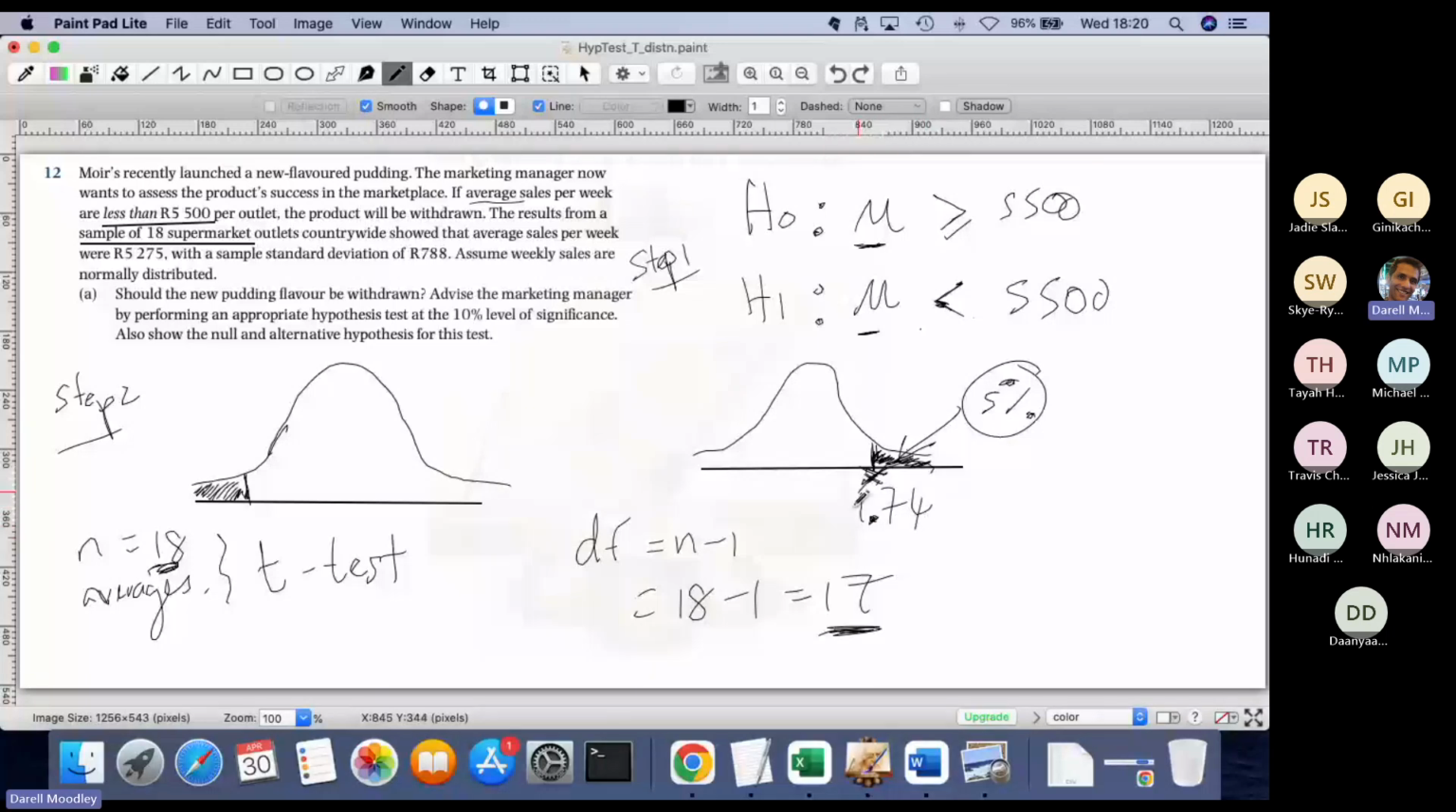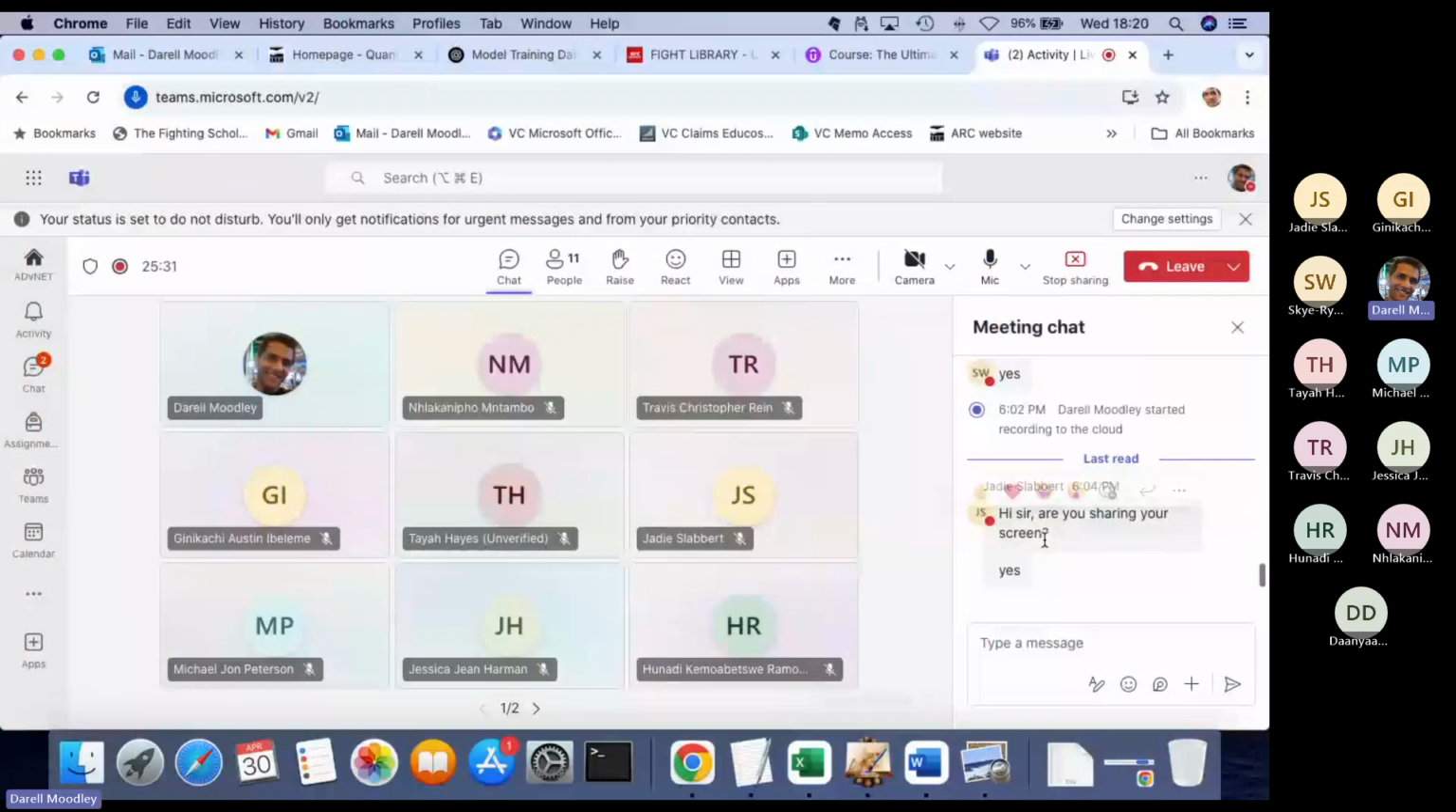Does everyone understand that? That's how you use the table. Go to the chat, and if anyone's confused, that's how you interpret the table. Everyone, give me a thumbs up if you want me to explain that again. Happy to do so. Otherwise, I'm assuming everything's okay.